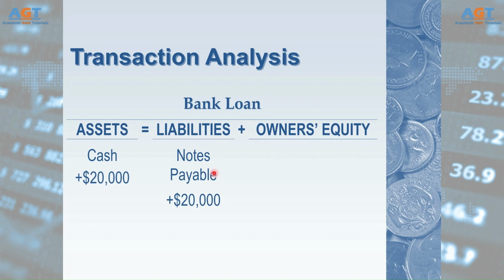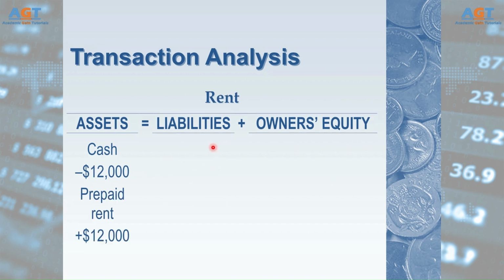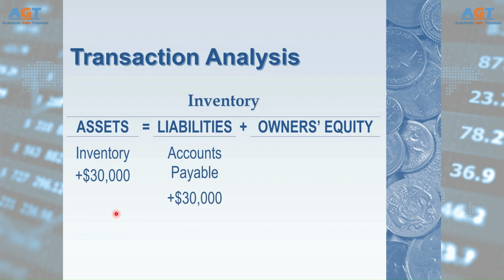Now let's see a transaction involving advance payments. Prepaid rent transaction. When rent is paid in advance, cash decreases but prepaid rent, an asset, increases. This is a shift within assets. Next, we examine purchasing goods on credit. Inventory purchased on credit. Buying inventory on credit increases inventory as an asset and increases accounts payable as a liability.